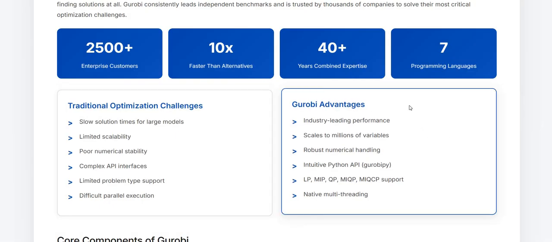And what are Gurobi's advantages here? The corresponding strengths address those issues directly. Performance is a primary design target. Scaling to very large variable counts is routine, and numerical handling is stable across a wide range of models. And the Python interface in particular is designed to feel natural when building expressions and constraints. So support spans linear, mixed integer, and quadratic formulations, and multi-threading is built in rather than bolted on.